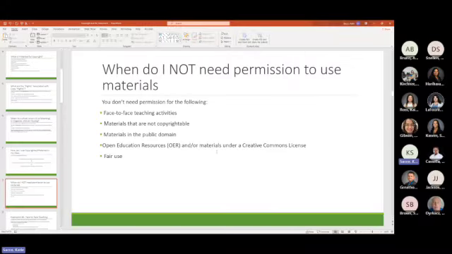When do you not need permission to use materials for your class? In face-to-face activities. Generally, if you're using a copy in a face-to-face class, you're okay. Materials that are not copyrightable, we will cover that as well. Materials in the public domain. Open education resources, which are actually covered by copyright, but also have an added Creative Commons license. We'll go into the ins and outs in a second. And what the federal government calls fair use.